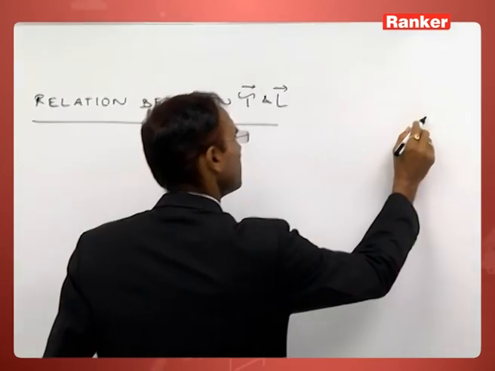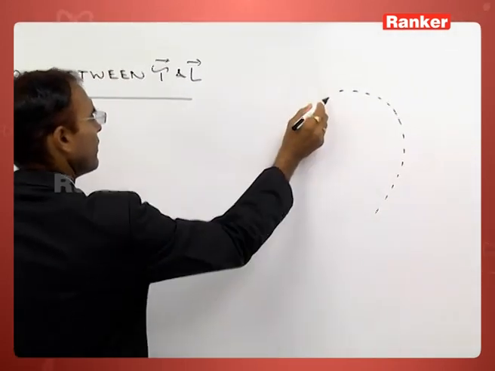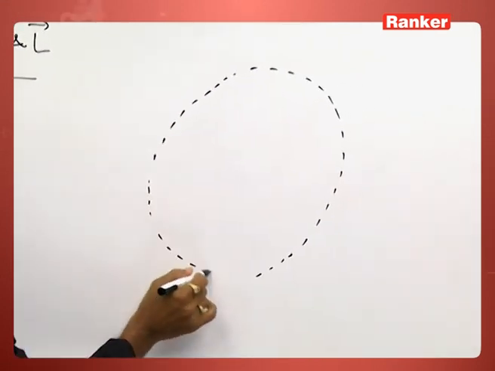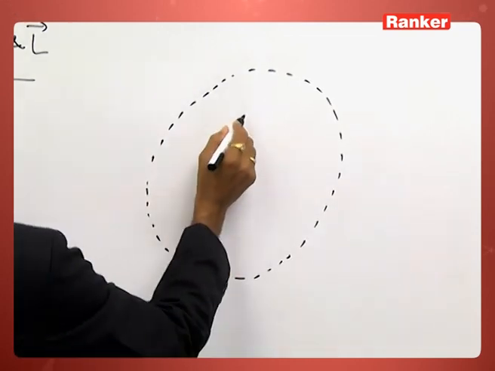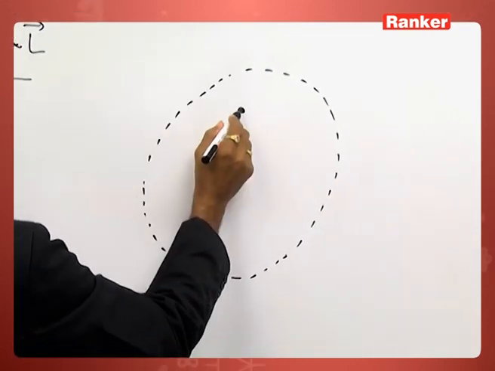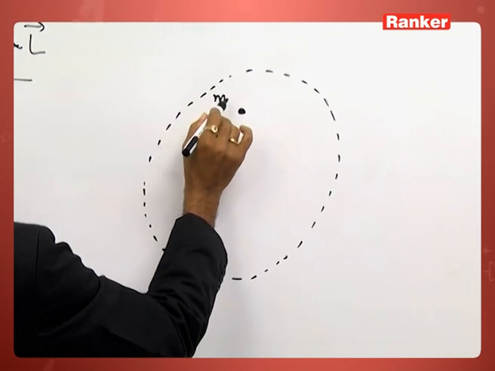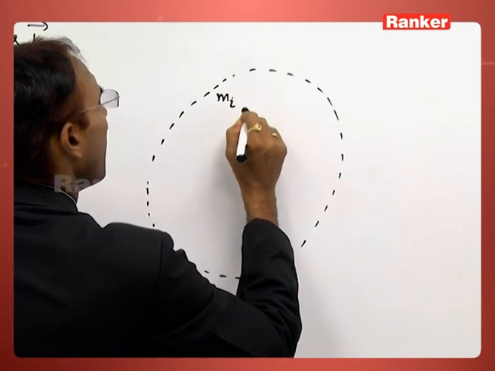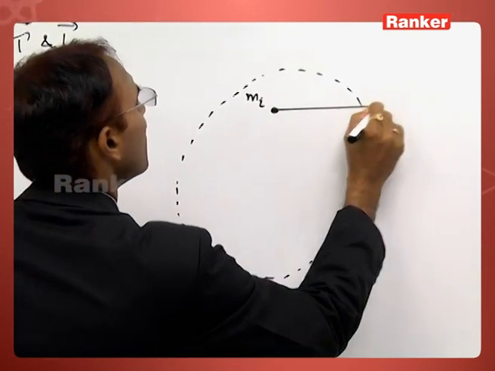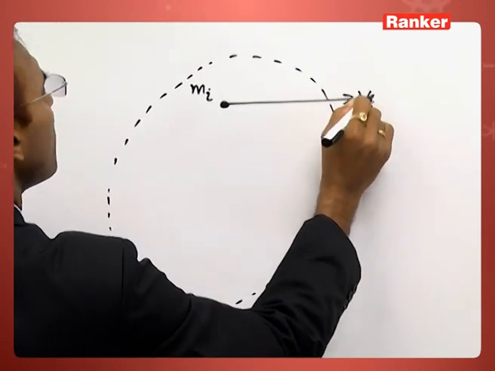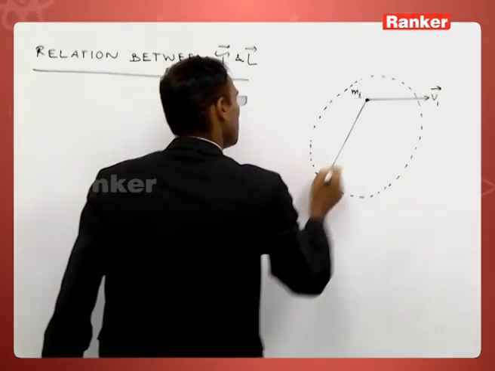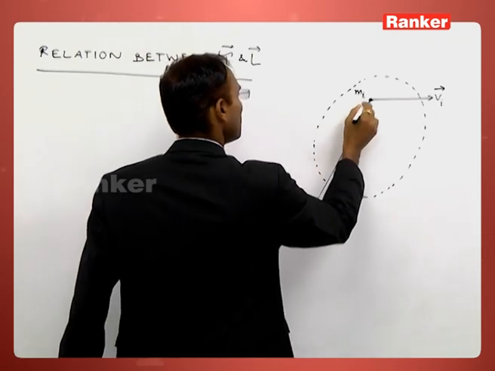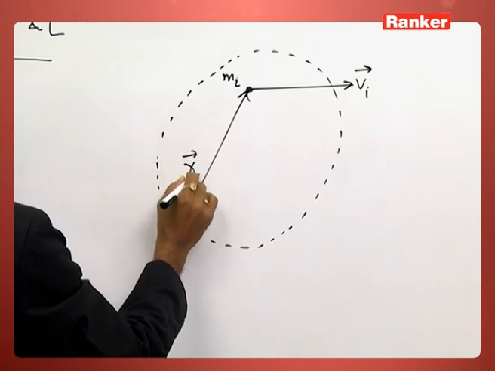Let us assume the system of particles. Let us show in the diagram the ith particle, which moves with velocity vi, and with respect to the reference point O, its position vector let be Ri.